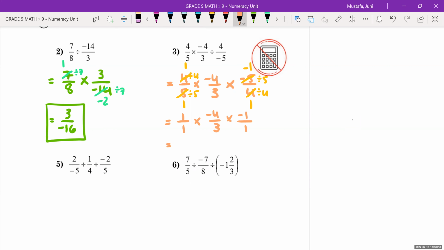And then I look at it and I'm like, can I cross reduce again? The answer is no. So I'm just going to go ahead and multiply. What's 1 times -4 times -1? 4. And what's 1 times 3 times 1? Good. So it's going to be 4/3 as our final answer. And you don't have to change it to a mixed fraction. You could just leave it as an improper fraction.